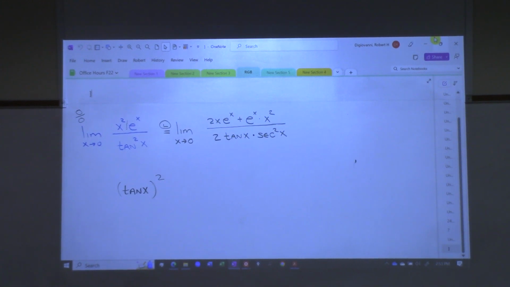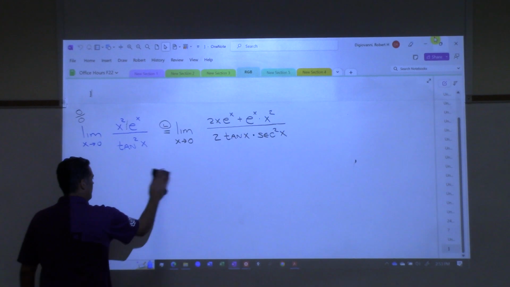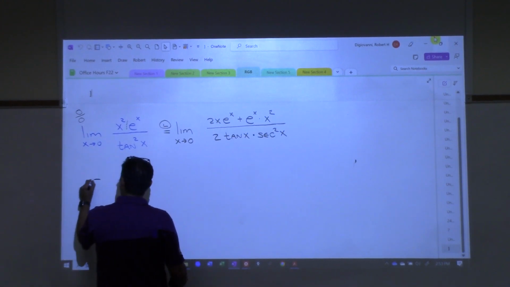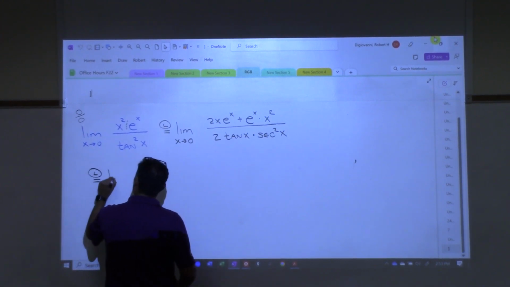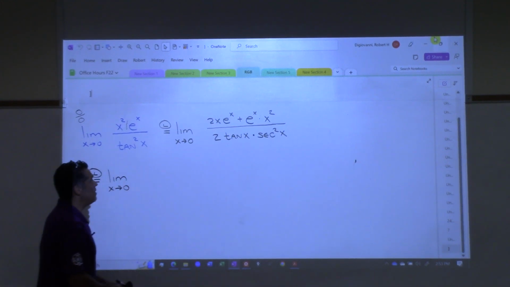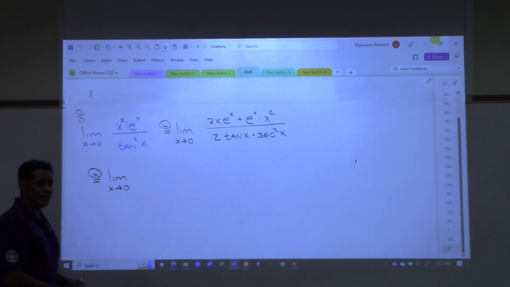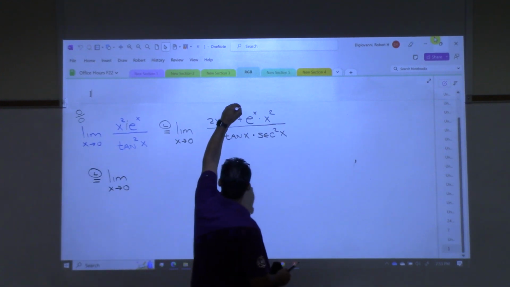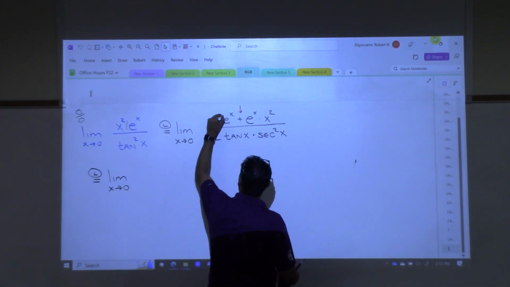So that means you have to do L'Hopital a second time. Well, if you want to, I mean, what else are you going to do? Right? So we got L'Hopital a second time. Equals, by L'Hopital, limit x goes to 0. Okay, let's talk about the numerator. I've got to take a derivative. I've got addition right here, right? So I can do these separately.